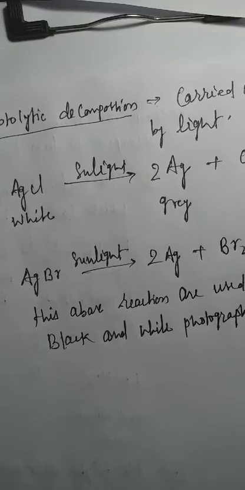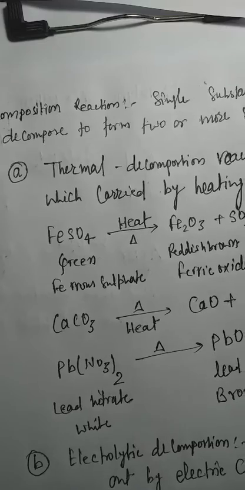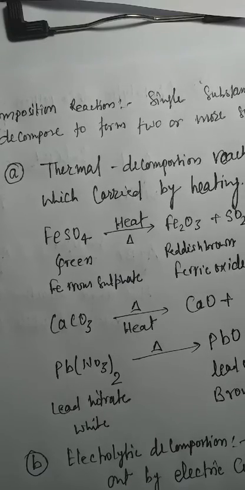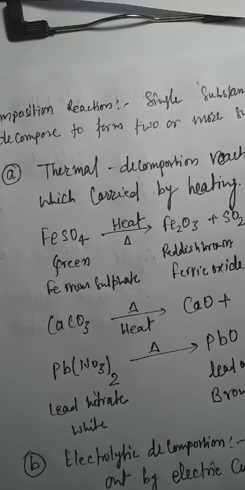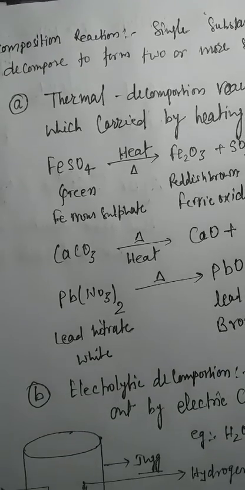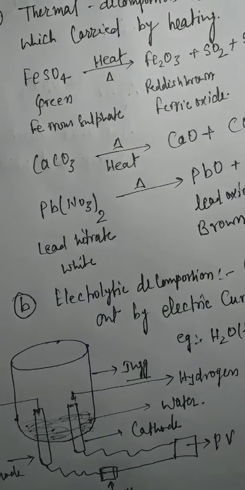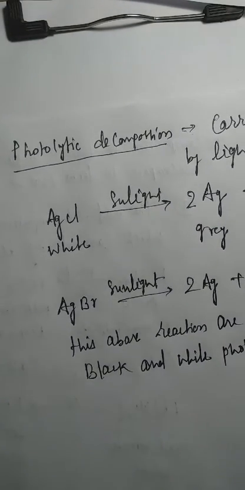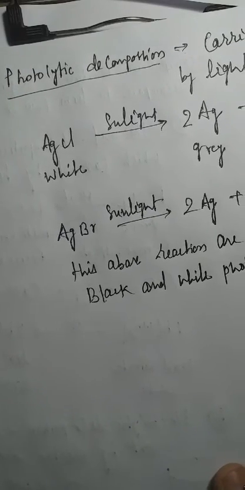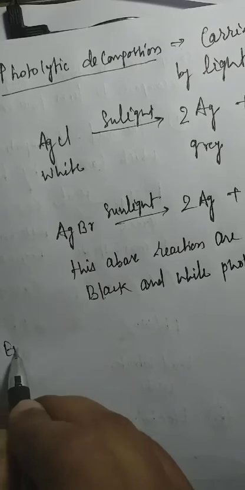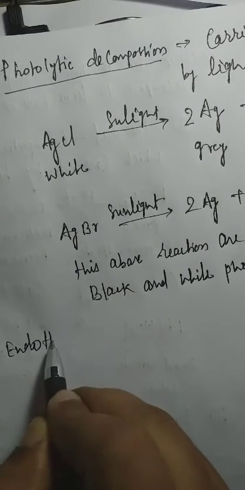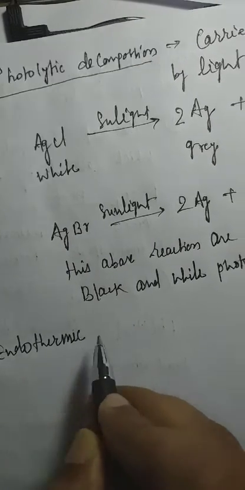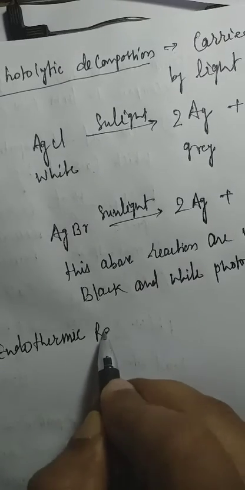So we have watched a long series of these decomposition reactions. First, let us recapitulate all that. A single substance decomposes to form more substances: thermal decomposition, electrolytic decomposition, which we showed and elaborated with a longer method, and next is photolytic decomposition. After closing this, we move to the endothermic reaction.